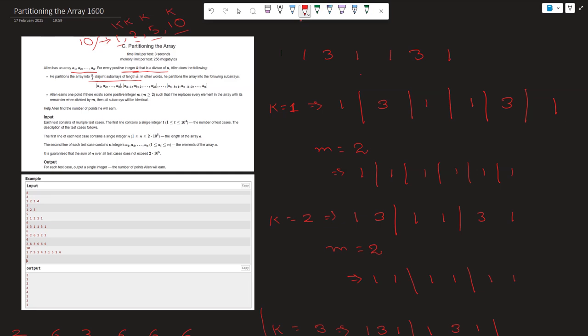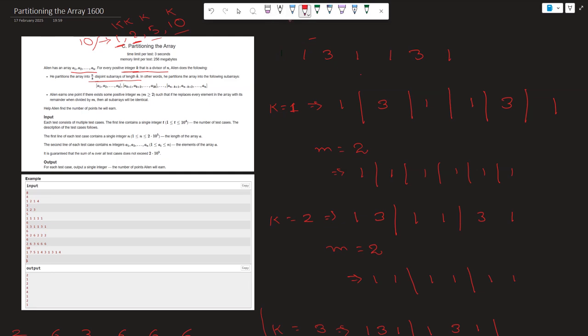If we are taking k as 1, we'll divide this array into groups of 1 each. If we are taking k as 2, we'll take groups of size 2. If we are taking k as 5, then there will be 5 elements in one group and the rest of the 5 in another group. And if we are taking 10, then everything will be in the same place. We are considering the whole array. So this is what we are saying at first.